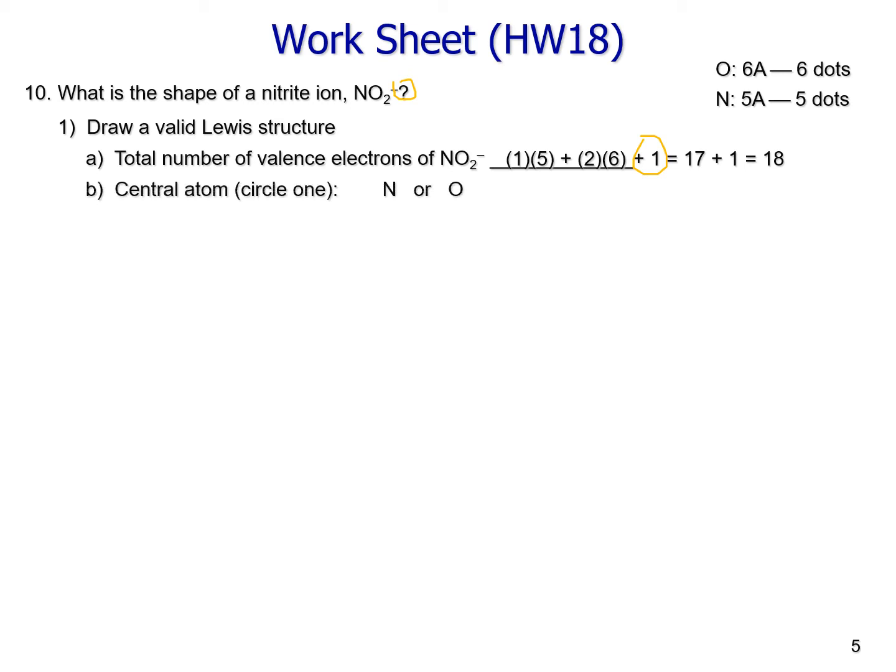Second step, we set up atoms. Which atom should go to the central position? We understand it's nitrogen. Why nitrogen? Because nitrogen and oxygen are in the same period, where oxygen sits on the right-hand side. Remember, electronegativity increases as we go across the period from left to right. Oxygen has a higher electronegativity than nitrogen, so nitrogen sits in the middle. So this is how we arrange nitrogen with the 2 oxygen atoms.